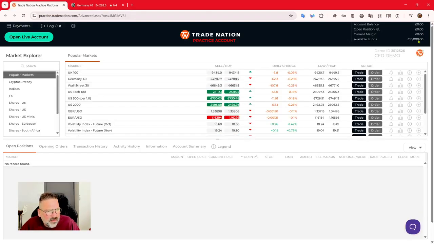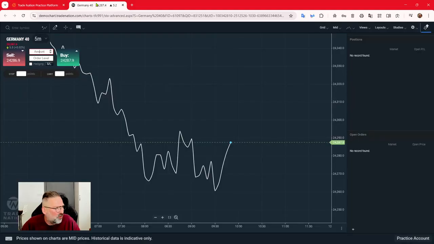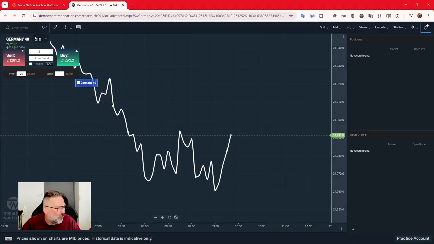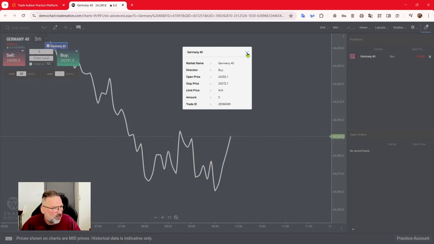We have here a £10,000 account. So that means if we want to risk £100, we have to define, let's say we want to trade at £5 a point. So our stop loss needs to be 20, right? Because 5 times 20 is 100. So let's buy the bloody DAX. Look, I just hit buy.